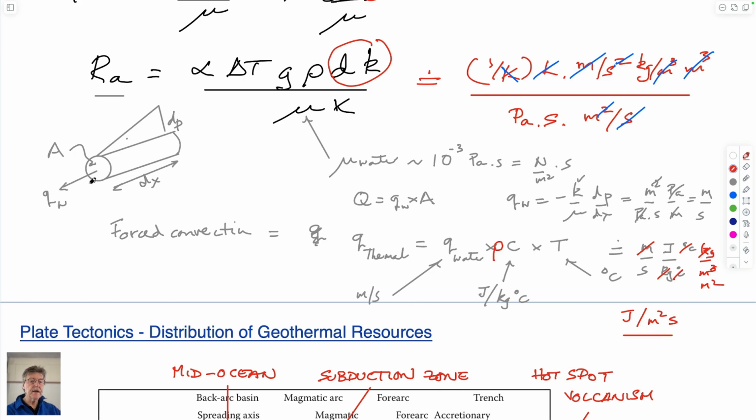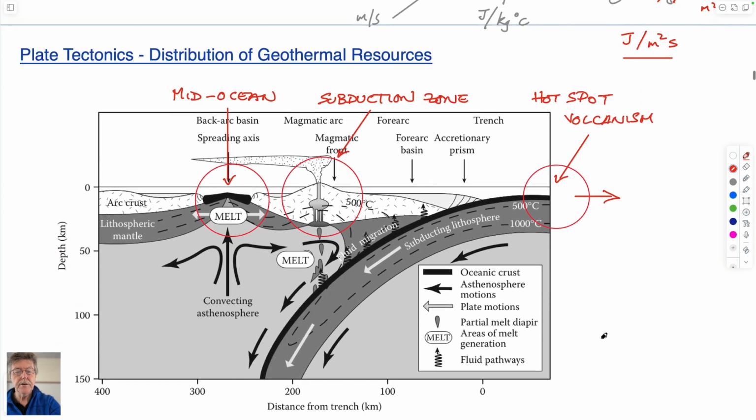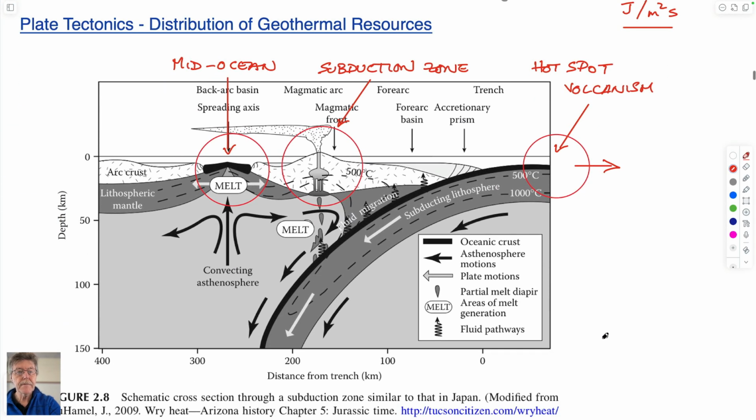The amount of energy that's coming out of here is measured in joules, and it's coming out per unit area, which is meters squared, and it's coming out per second. So this ends up being power. We'll talk about that later on in the class, but that's useful to talk about.